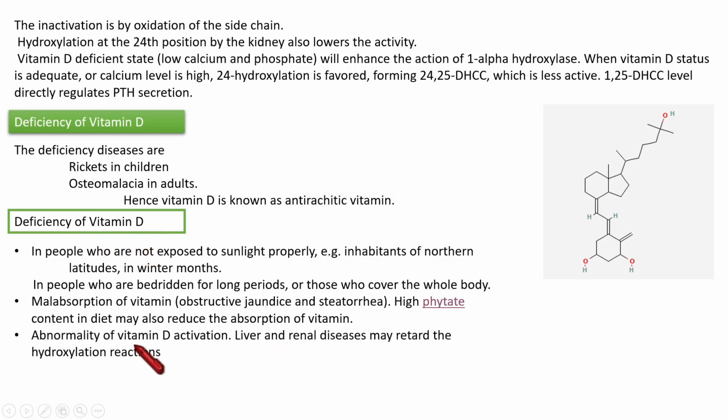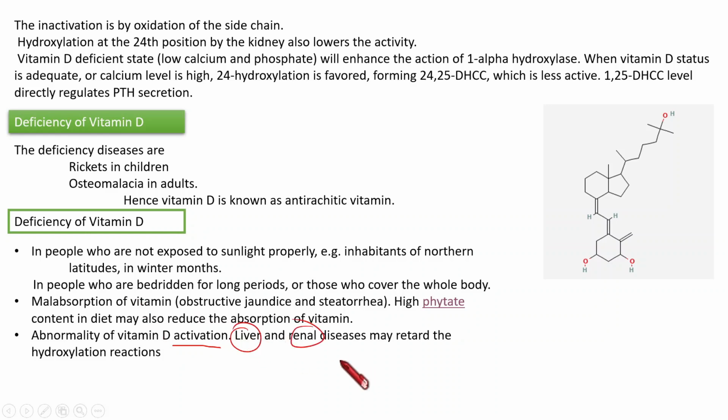Next, abnormality in the activation of vitamin D. Do you remember that term? What is the significance of that process, activation? We learned that vitamin D is synthesized in an inactive form called calciferol, and later it is activated to its active form calcitriol through many steps of hydroxylation that happen in the liver and kidney.